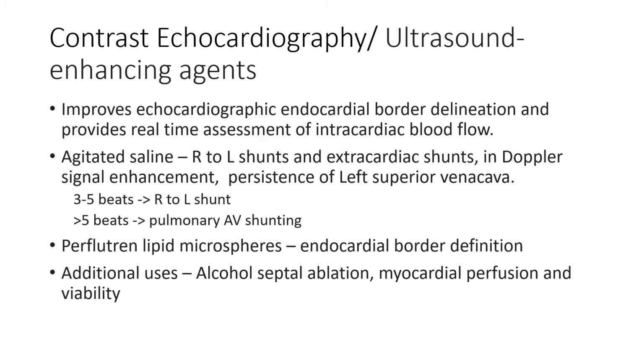When the bubbles are present in the right side of the heart and traverse to the left side of the heart within 3 to 5 beats, it suggests a right to left shunt. Whereas the bubbles appearing after greater than 5 beats suggests a pulmonary AV shunting.